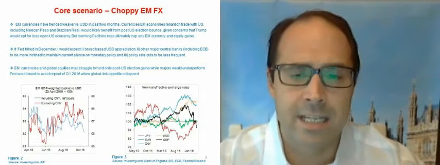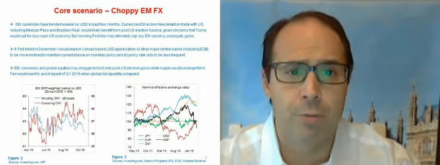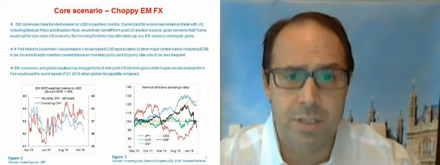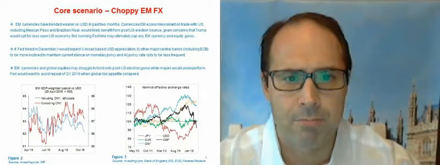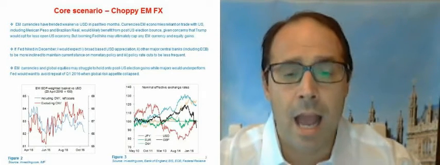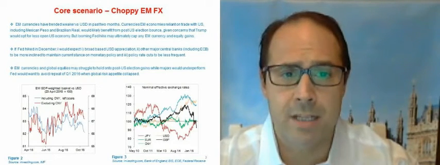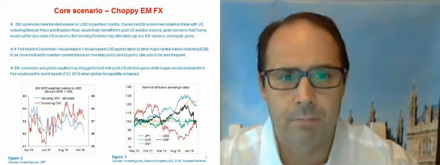If the Fed indeed did hike in December, I would expect a number of things. Firstly, a broad-based dollar appreciation. Secondly, I'd expect other major central banks, including the ECB, to be more inclined to maintain their current monetary policy stance. Thirdly, in line with my view that we are at a very important inflection point for central banks, I think that policy rate cuts will be less frequent than they have been in the past.